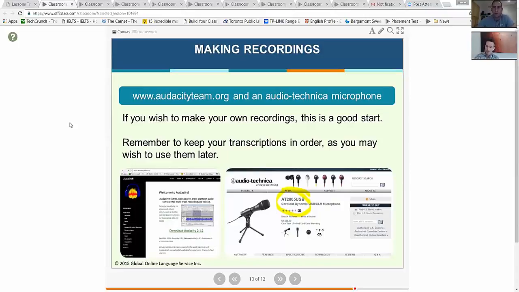Secondly, Audacity, audacityteam.org, is a fantastic free software to use. It actually looks more complicated than it is, but if you combine the microphone with Audacity and then simply watch a couple of YouTube videos on how to make your recordings as good as possible with Audacity, you'll find it's a very good system.